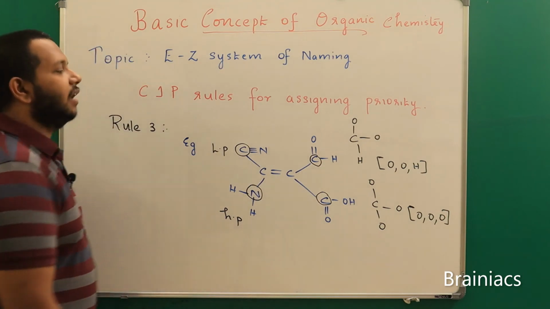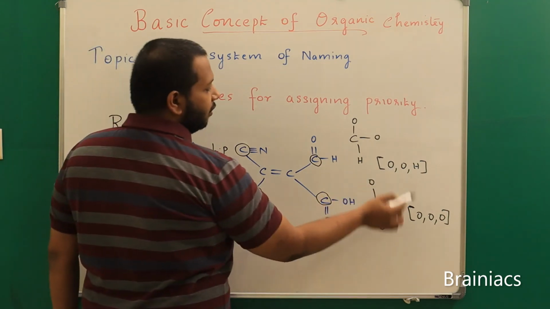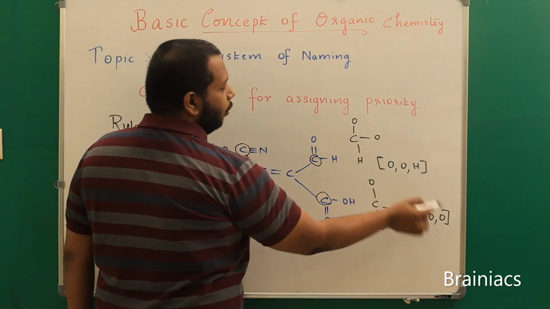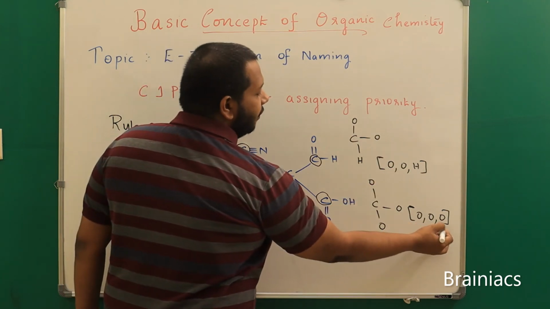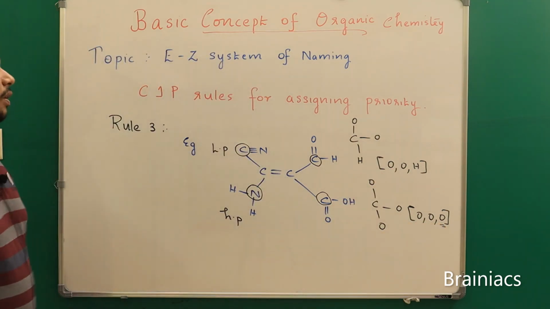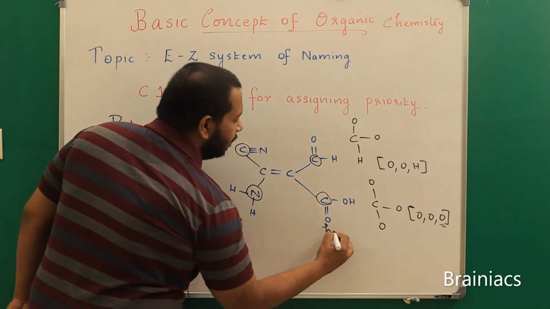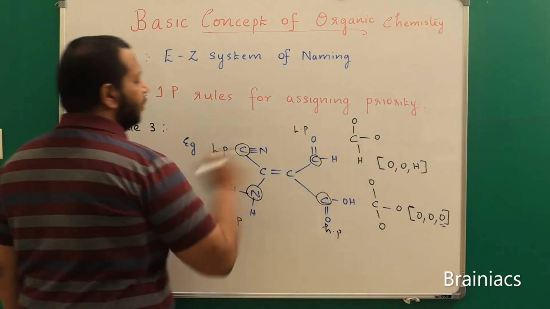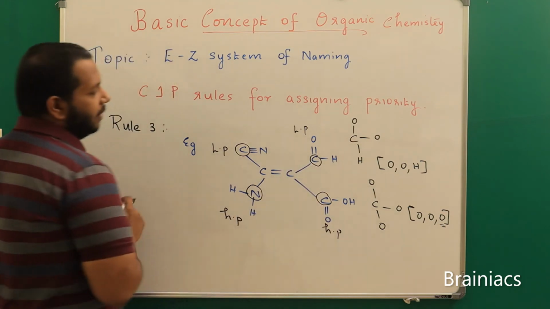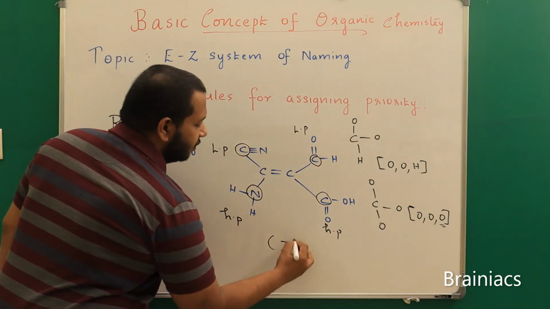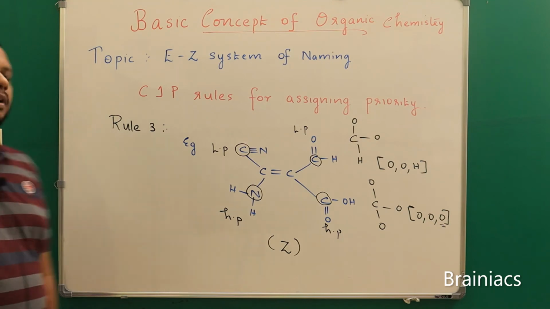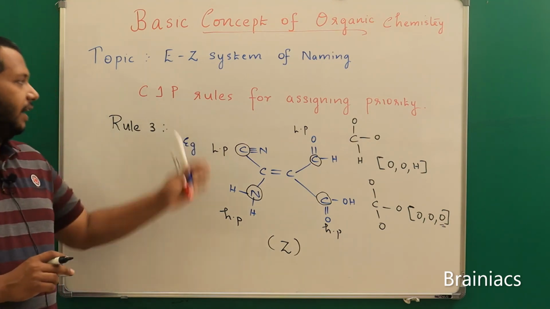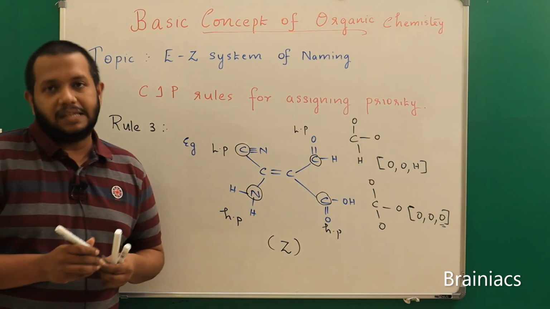Now on comparing, I understood that here both are same, here both are same, but the last one, this is oxygen and this is hydrogen. So this is having higher atomic number. So I understood this is high priority and this is low priority. Here again low priorities are coming on the same plane, HP are on the same plane. So that means it is a Z system. Understood? I hope you are getting an idea how to assign E and Z system.